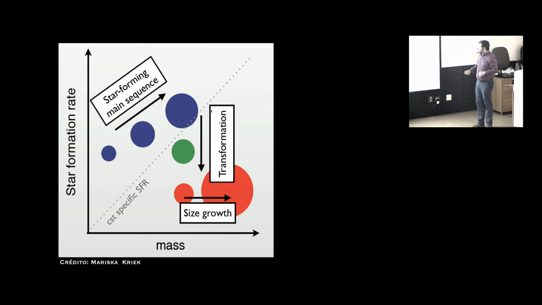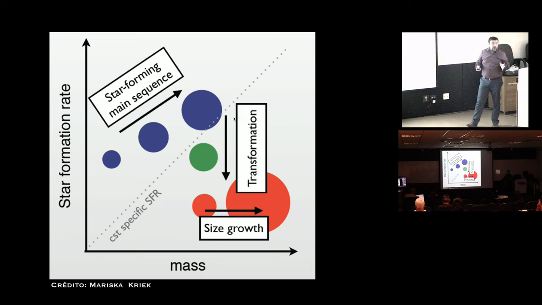But at some point, something happens to them. And I'm not going to say exactly what, because we're still trying to figure that out. But something happens to them. These galaxies get transformed. And because of that transformation, the galaxies move down into this area of the diagram where they stop forming stars, but they can still grow. They can still grow in stellar mass via processes that do not involve the formation of new stars. For example, dry mergers.